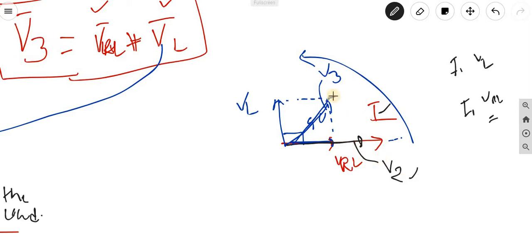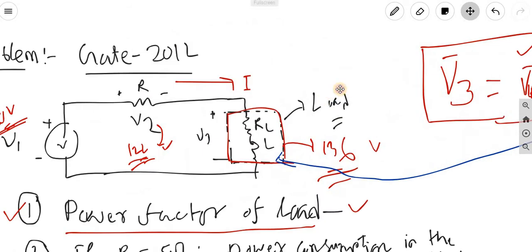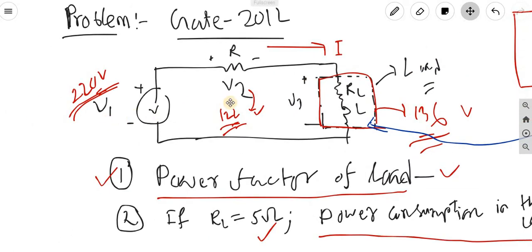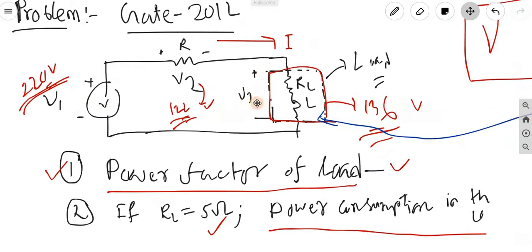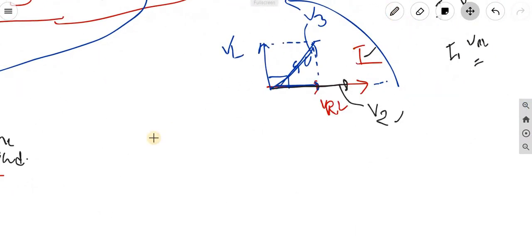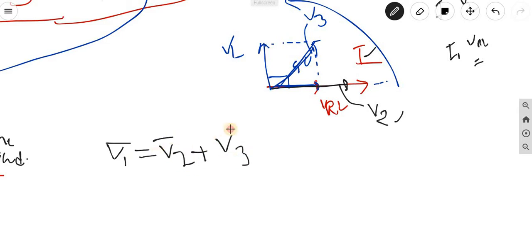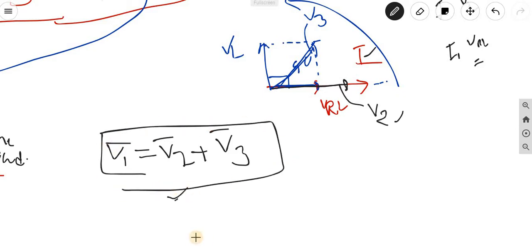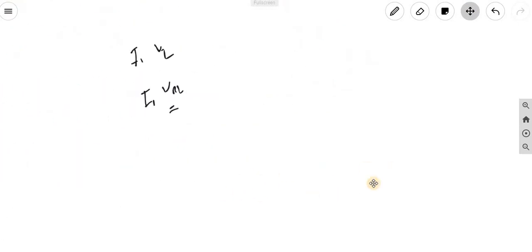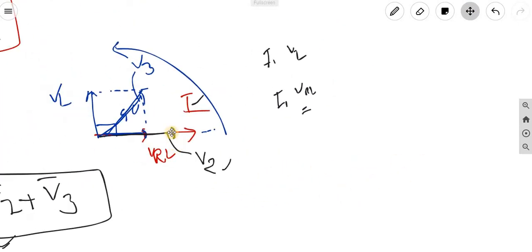So now V2 and V3. Again, what would be the presentation? V1 is the resultant of V2 plus V3, so there would be this presentation. Now if this is V2 and this is V3, what would be the resultant?